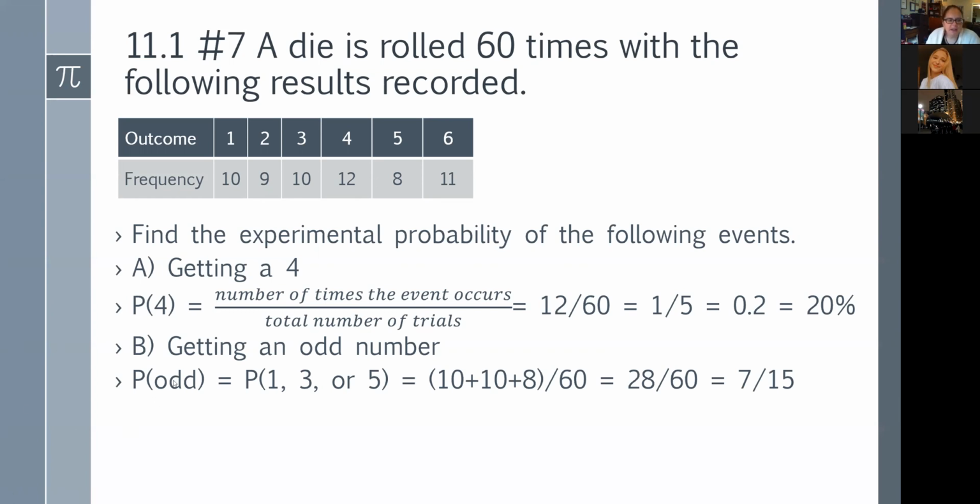The probability of getting an odd number means we're going to get a 1 or a 3 or a 5. And we know we got a 1 10 times, a 3 10 times, and a 5 8 times. So the number of times we got a 1, 3, or 5 is 28 out of the 60 trials. So that reduces down to 7/15.